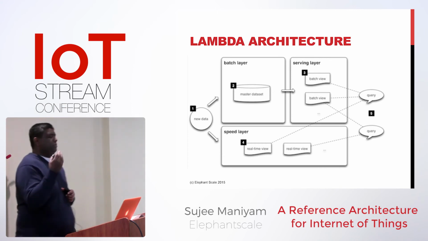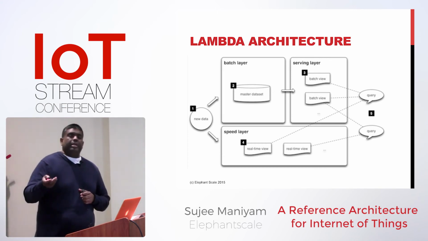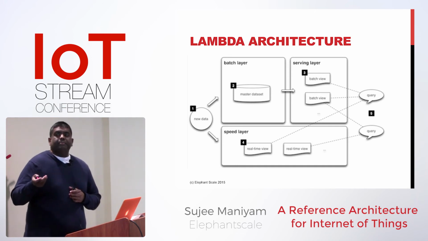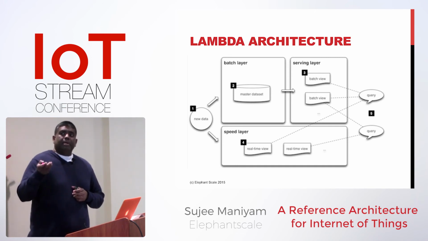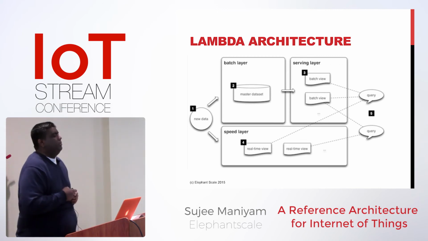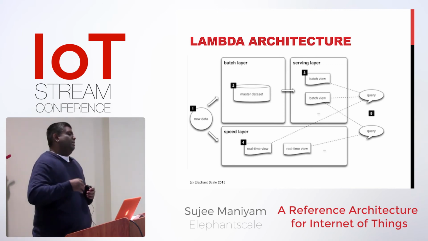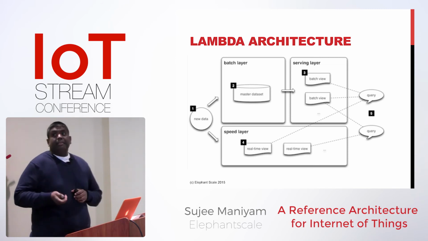For example, what's the latest temperature? I just come right here because I don't care about historical data. I just want the latest data, and I come to the real-time view. And even the master data set is sort of a source of truth. This is where it keeps all the data. So if you want to go back and look at data from 2 years back, we can.